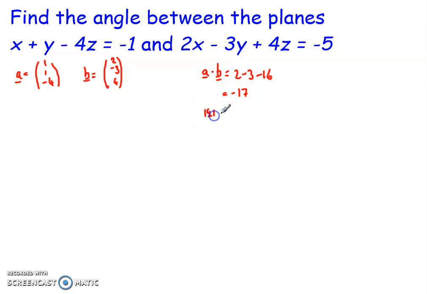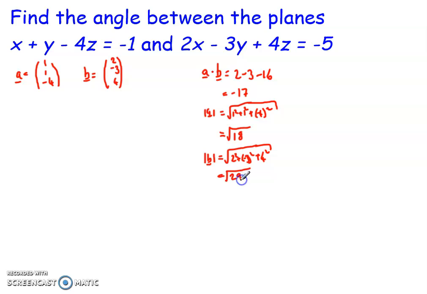I then look for the magnitude of A. That's going to be given by the square root of 1 squared plus 1 squared plus the negative 4 squared. So that's going to give me the square root of 16 plus 1 plus 1, so the square root of 18. Then the magnitude of B: that's going to give me the square root of 2 squared plus the negative 3 squared plus 4 squared. That's 4 plus 9 plus 16. 9 plus 16 is 25, plus 4 gives me the square root of 29.